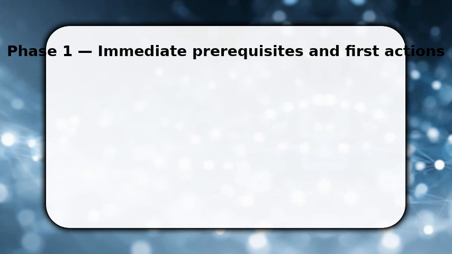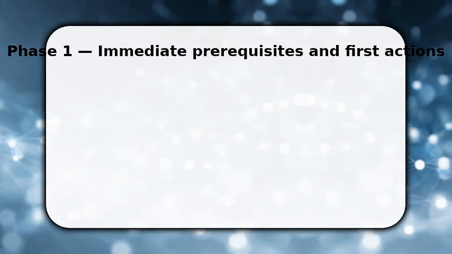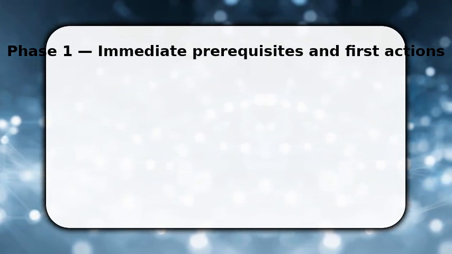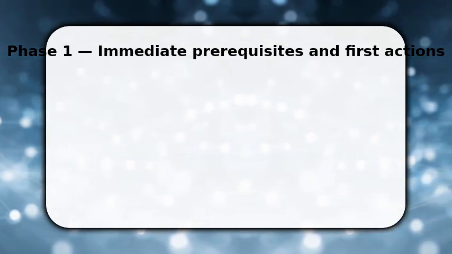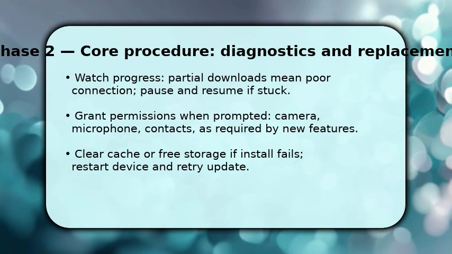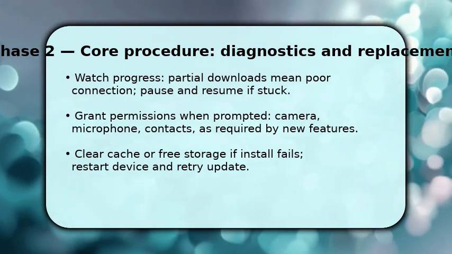If automatic updates are disabled, enable them for Messenger in the store settings so future updates install without prompting. This step saves time and prevents version conflicts later. Once the update starts, observe the download and installation stages so you can react quickly.